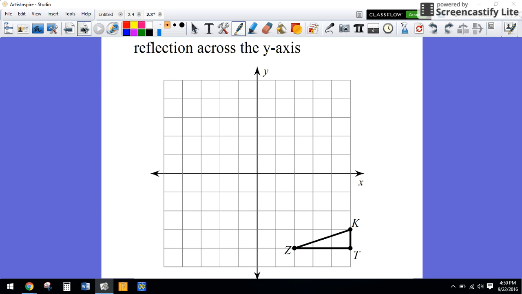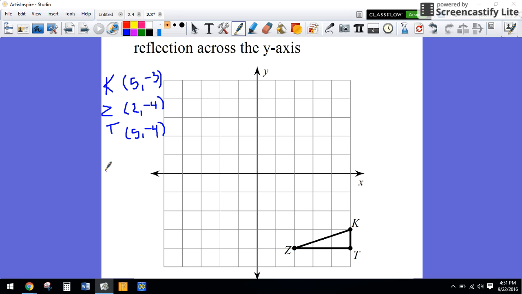Okay, now we're going to do an example where we reflect over the y-axis. So again, this is my pre-image. I've got triangle KZT, so I'm going to list my original coordinates. K is 1, 2, 3, 4, 5. It's 5, -3. Z is 2, -4. And T is 5, -4. So these are the coordinates of the original pre-image right here.